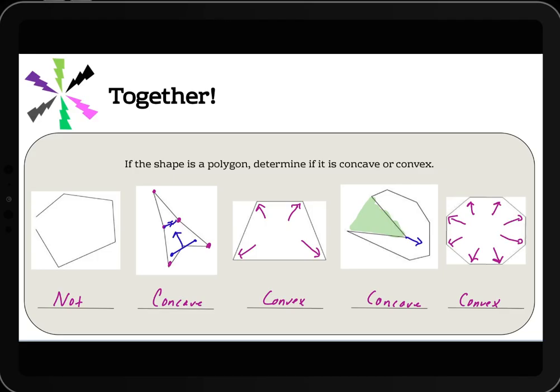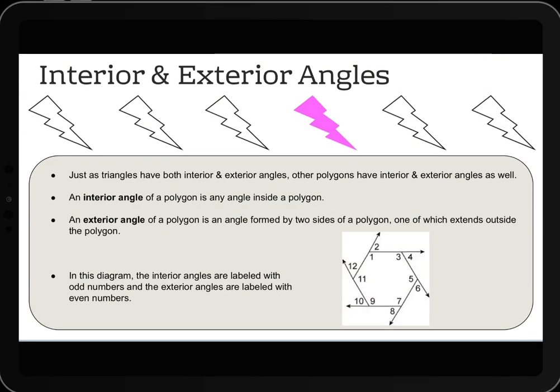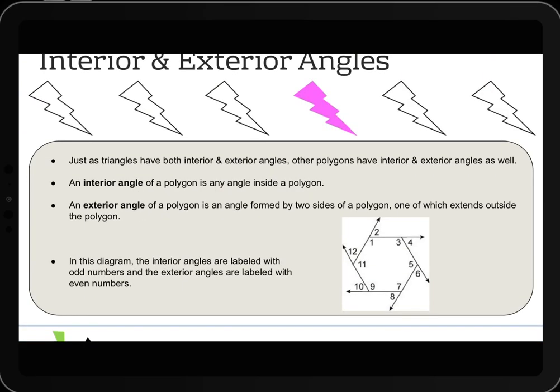So it tells you a little bit about the structure of the figure itself when you're trying to identify what type it actually is. Which leads me now into interior and exterior angles. So obviously we know that interior angles means inside of the figure, and we have an example of that if you look at the odd numbers. For the interior angles, we have all of the odd numbers, and then of course the exterior angles are going to be the even numbers in this case. So we see that we have 2, 4, 6, 8, 10, and 12 as exterior. That's a hexagon as an example.